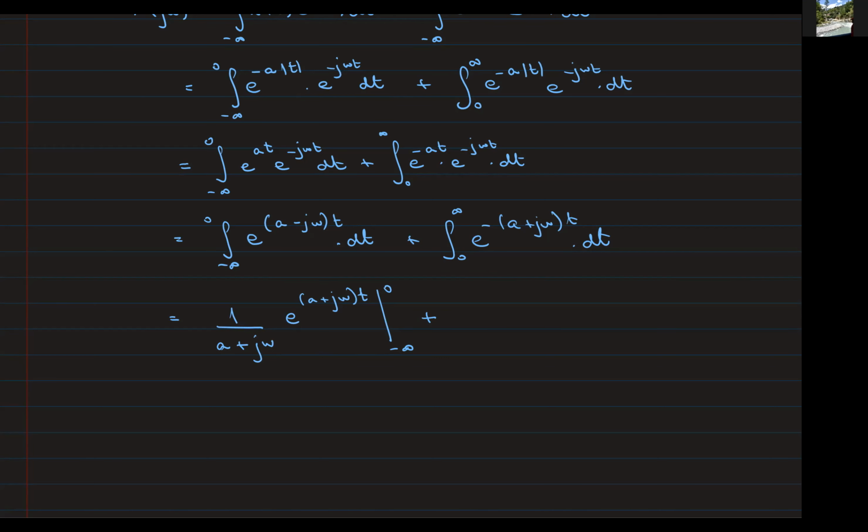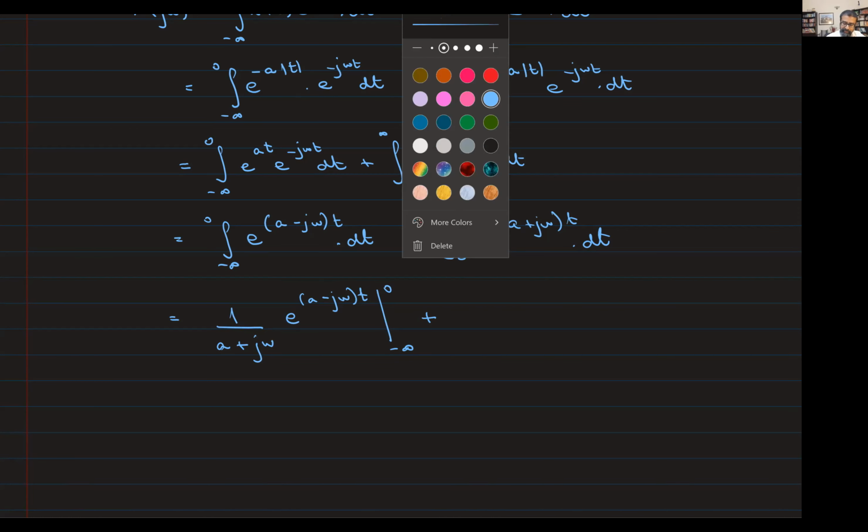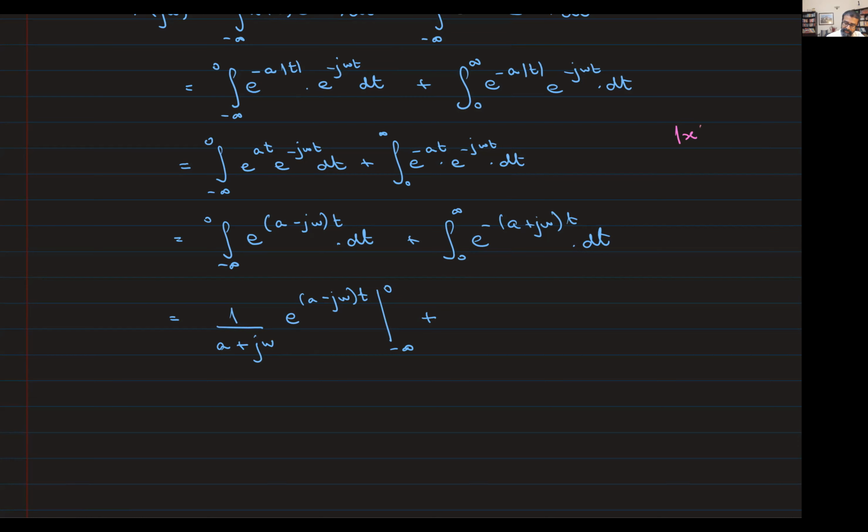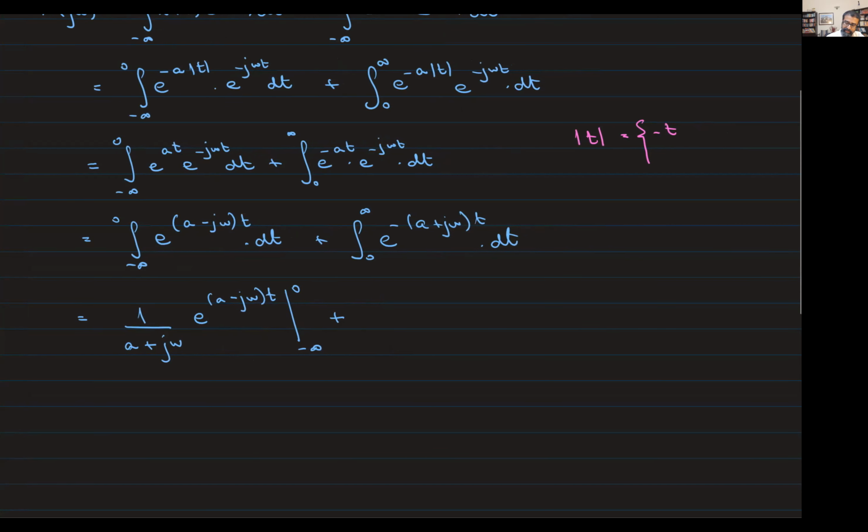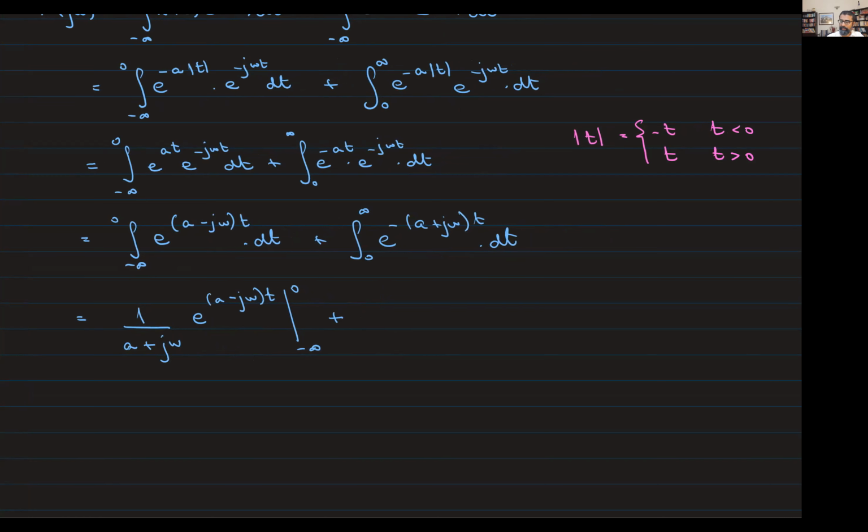Sir, can you tell us why we took the absolute value of negative t as negative t in the third last step? Okay, so what is the definition of the absolute value? I say that the absolute value of x is equal to, because we're dealing with t, let's do that with t. Absolute value of t is equal to minus t for all values of t less than 0, and is equal to plus t for all values of t greater than 0. That's the definition of absolute value.